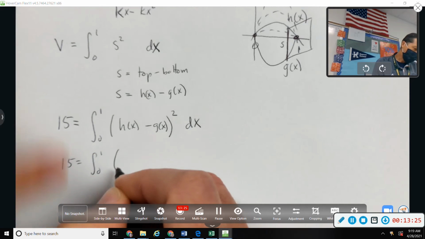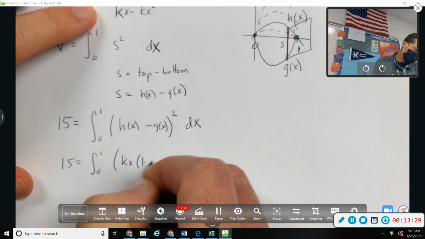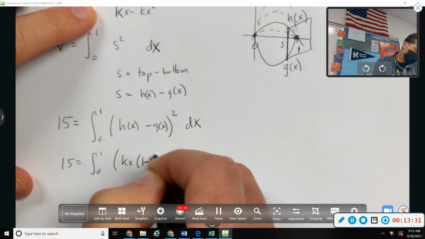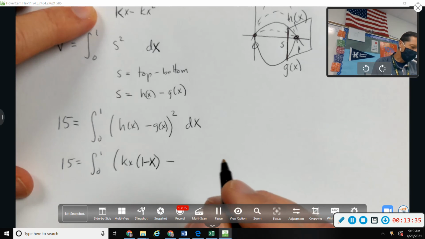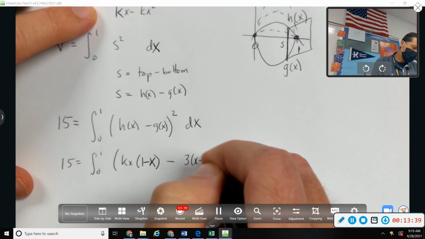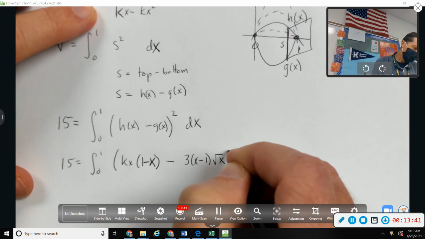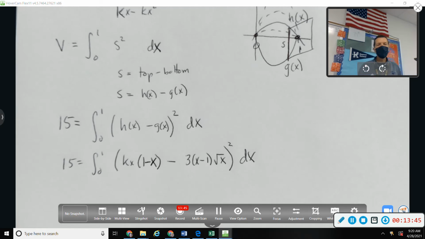So h of x was kx times 1 minus x, minus g of x squared. Now g of x doesn't have a k in it, so I could probably leave g of x as is. But I'll write it out because I don't have to solve it. So there's the equation to solve to find what k is.